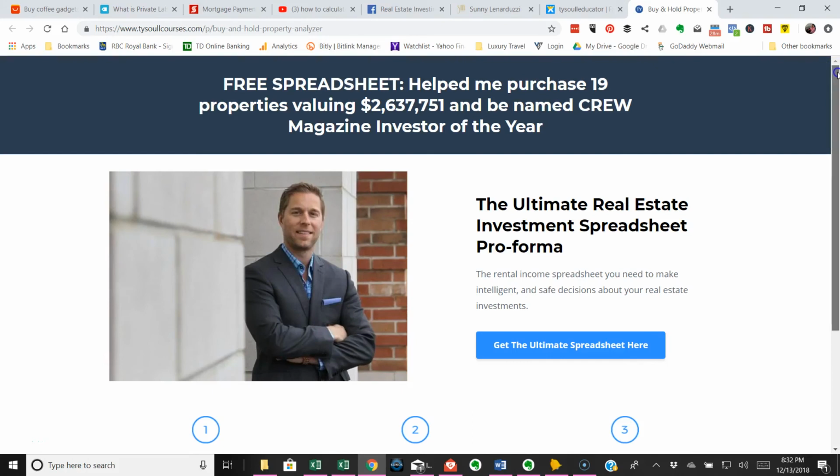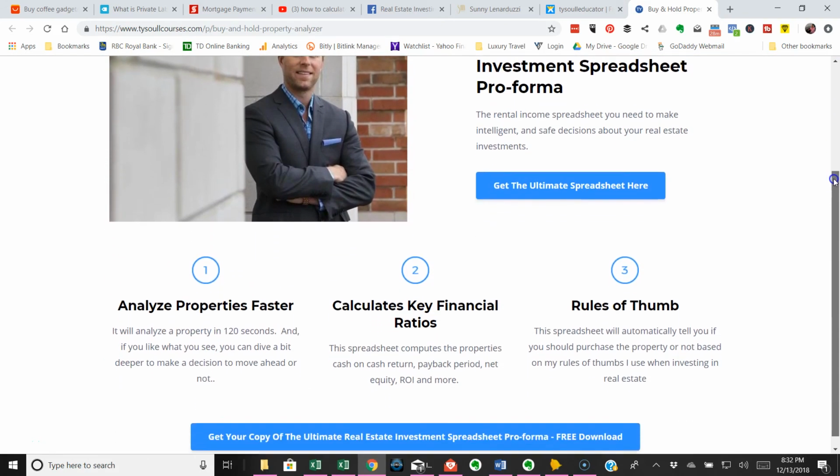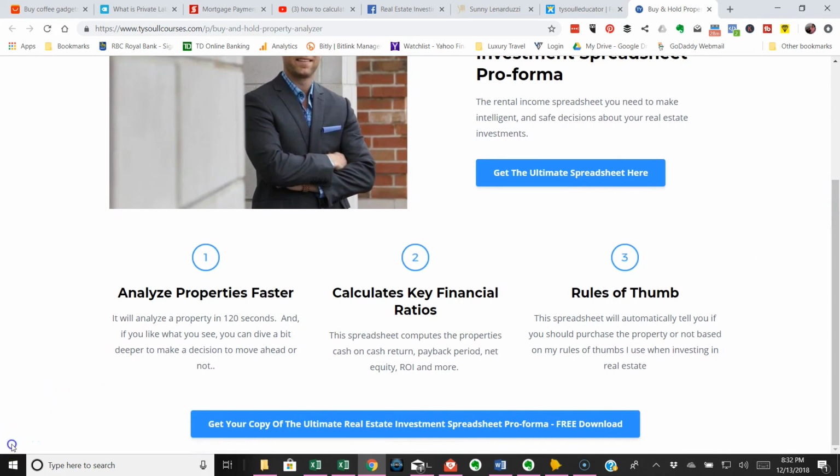But how can you do this calculation much quicker than how I showed you here? Because it's very time intensive, right? Well, I've created a buy and hold property analyzer spreadsheet, which instantly calculates a property's return on investment, as well as the other financial calculations you need to pay attention to, such as the cash on cash return, the property's payback period, and your net operating income.